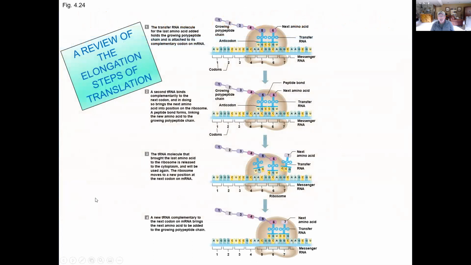And here's a review of that process of elongation, it's called. It's a subset of translation. It talks about how the polypeptide is elongated or being constructed. It's, again, the movement of the ribosome along the messenger RNA and the bringing in of individual amino acids by individual transfer RNAs.